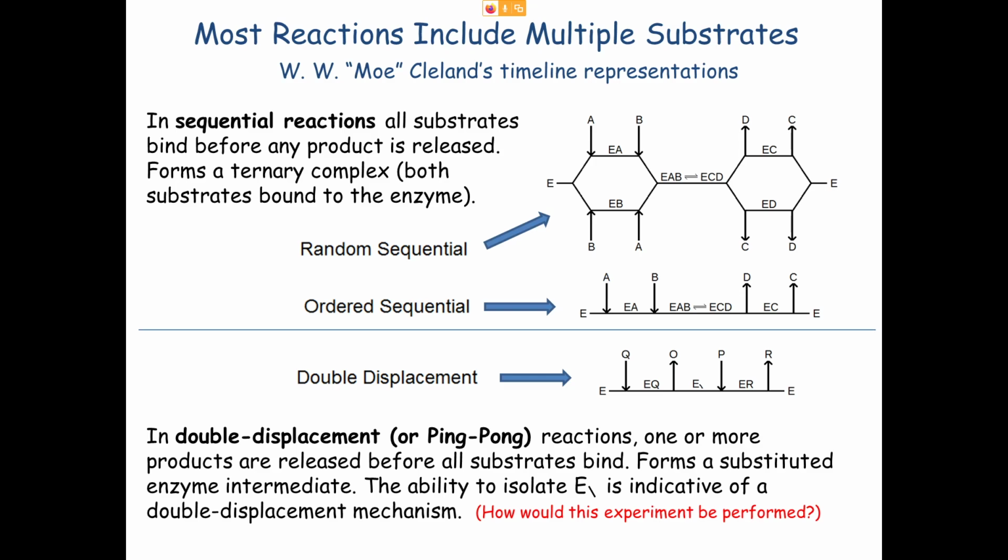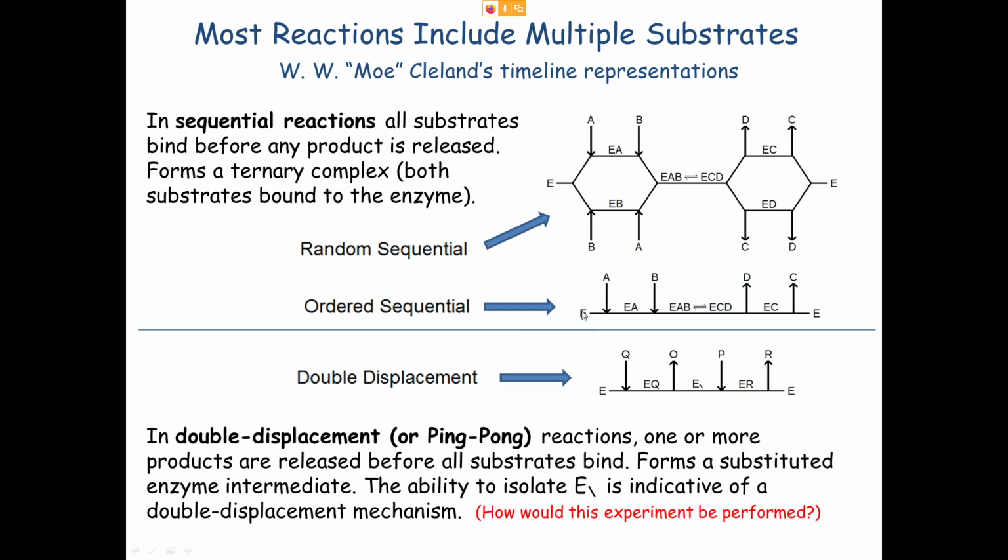And that allows the chemistry to take place. All the stuff's there. We do our chemistry. A and B turn into C and D. And then one of those leaves, let's say D leaves, leaving behind an EC complex, and then C leaves. And I'm back to my free enzyme, and I can do the reaction again. Okay? What I just described was an ordered sequential mechanism. And that's shown in the middle of the screen here. And this on the right is called a Cleland diagram, named after Moe, as everybody called him, but William Wallace Cleland, who came up with all this stuff.